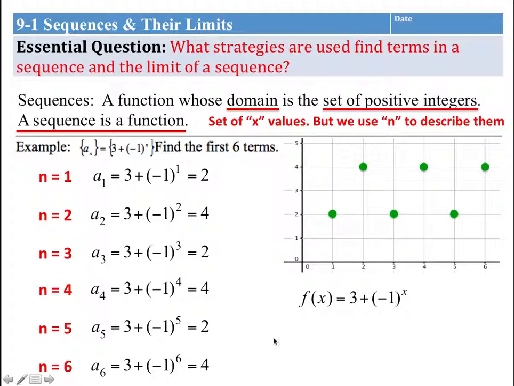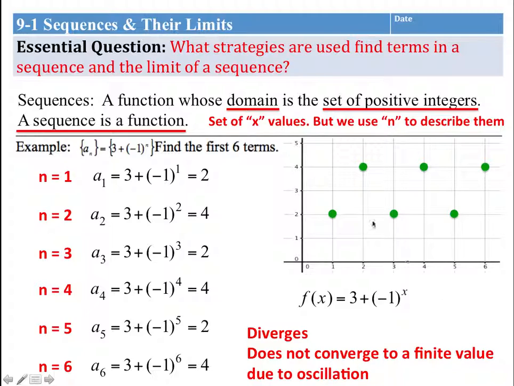So if we look at this, we can describe this sequence as a function by just replacing the n with an x. So 3 plus negative 1 to the x power. And we would say that this sequence diverges, and it diverges because of the oscillation. In other words, as we get to higher and higher terms in the sequence, they're either at 2 or at 4, but they never really trend toward one specific value.